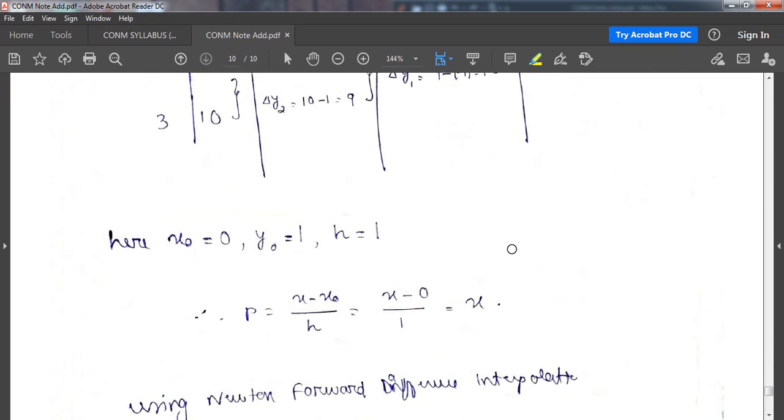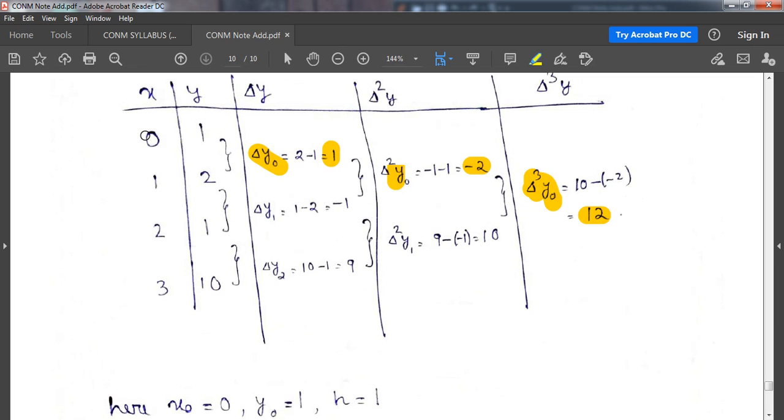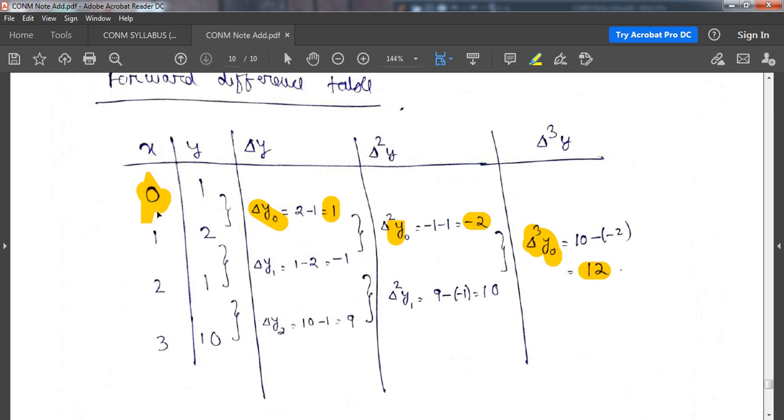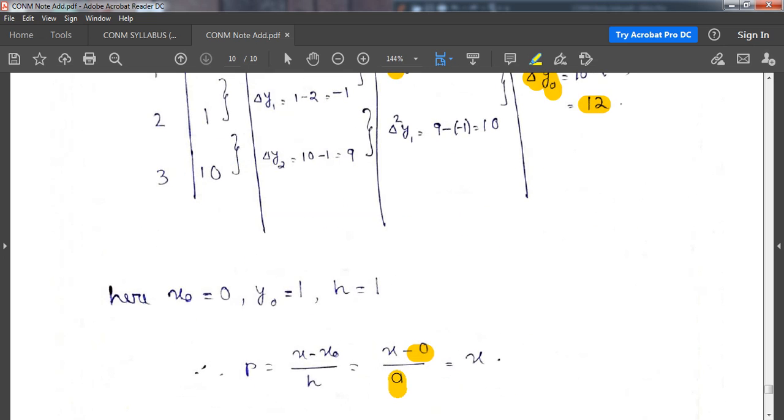Now, what is my p? p is (x minus x0) by h. So what is your x0? x0 is 0, so you put 0 over here. What is your h? The difference is 1 only, isn't it? So I put 1. So p is equal to x in this case.